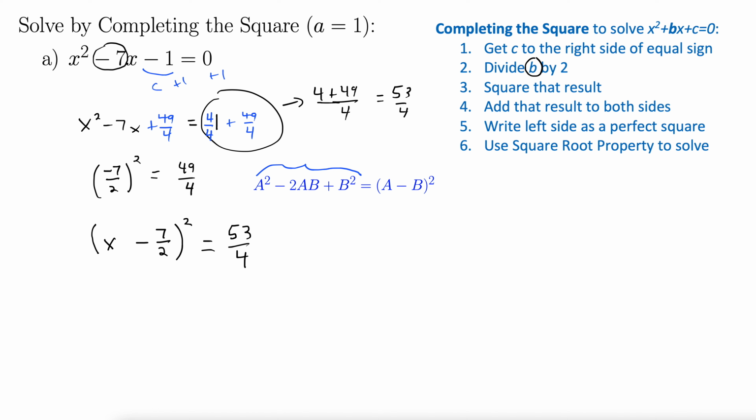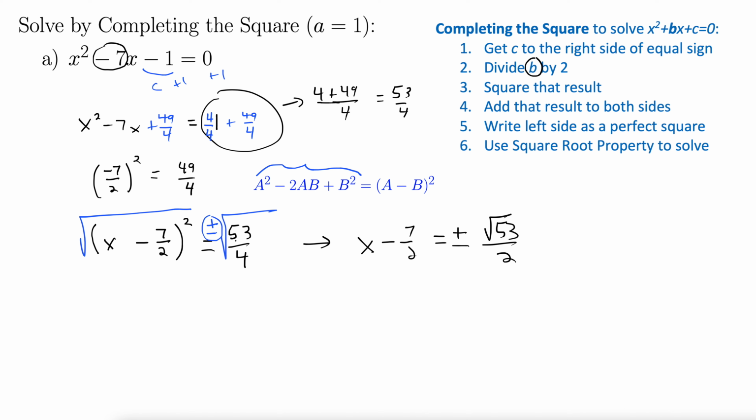We are now at step 6, use the square root property to solve. Okay, well that means we take the square root of both sides, and we are always careful to add on a plus or minus. Anytime we take the square root as part of solving a problem, we add on that plus or minus. What does this give? All right, x minus 7 halves equals plus or minus rad 53 over 2.